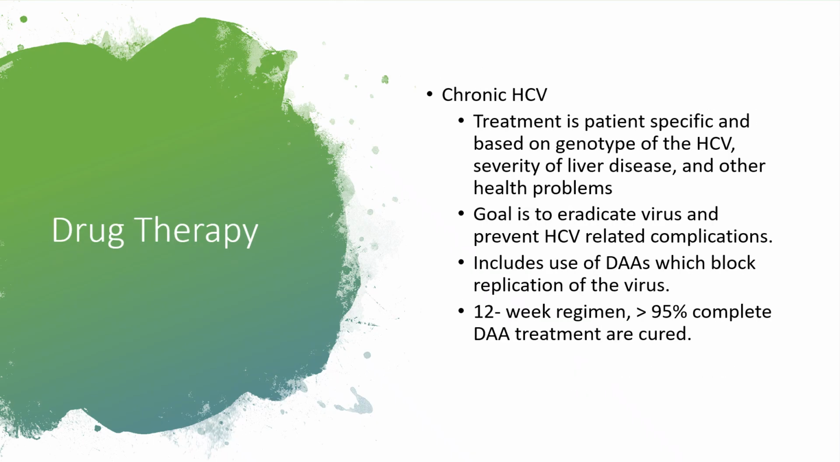For chronic Hep C, treatment is patient specific and based on the genotype of the Hep C, severity of the liver disease, and other health problems. The goal is to eradicate the virus and prevent any Hep C related complications that can occur. We use the DAAs, which block the replication of the virus, and the drug regimen is usually 12 weeks. Greater than 95% of the patients who complete DAA treatment are cured.